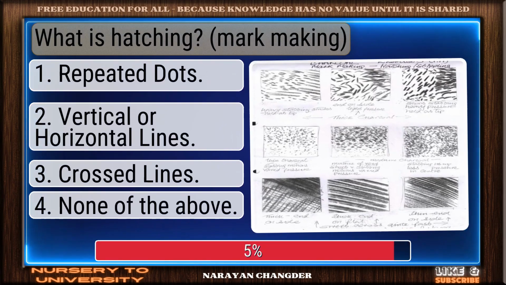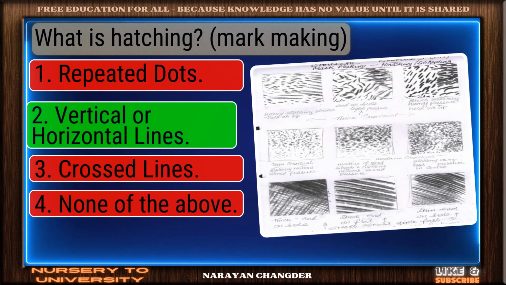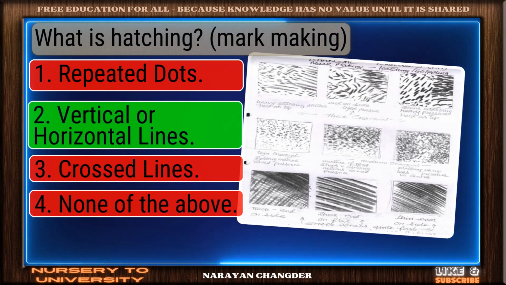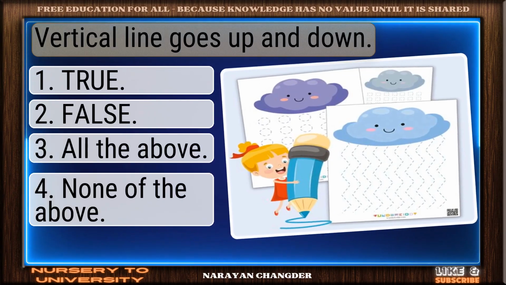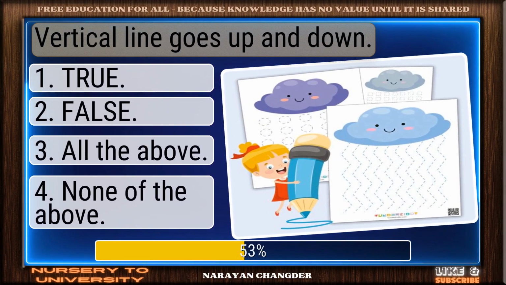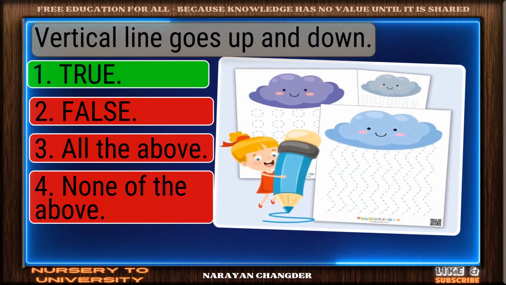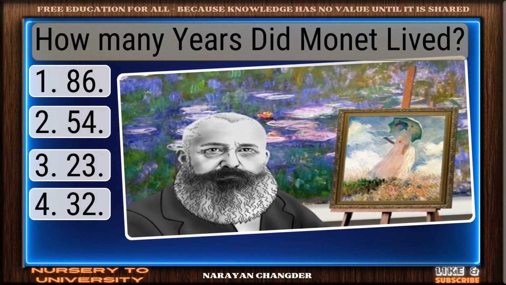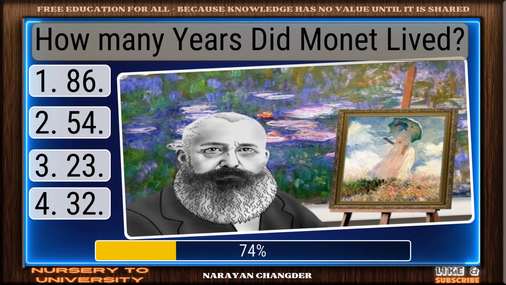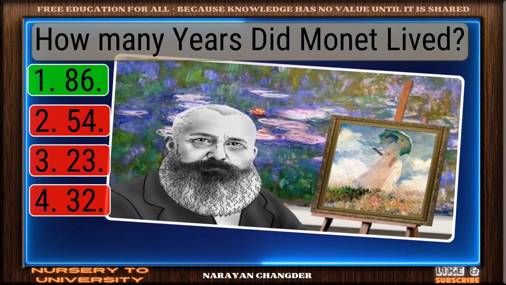What is hatching? Perfect. Vertical or horizontal lines is the correct choice. Vertical line goes up and down. You got it. Your choice true is right. How many years did Monet lived? Nice work. You chose 86 and it is correct.